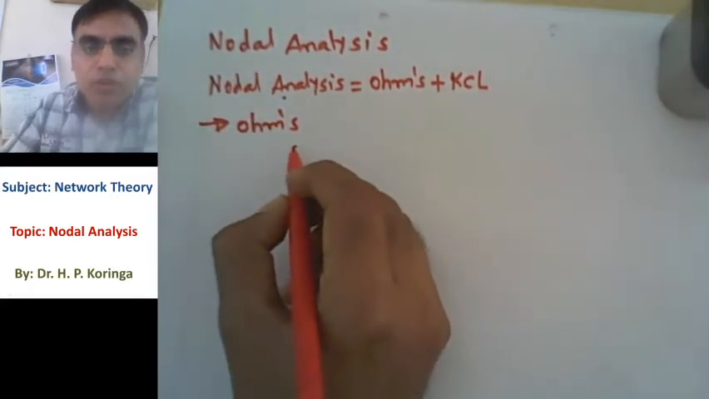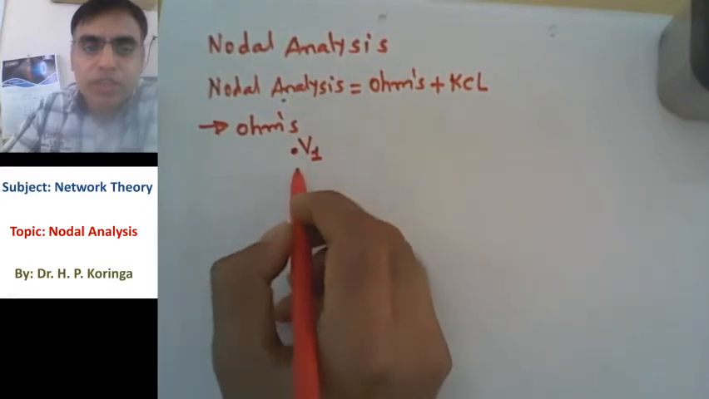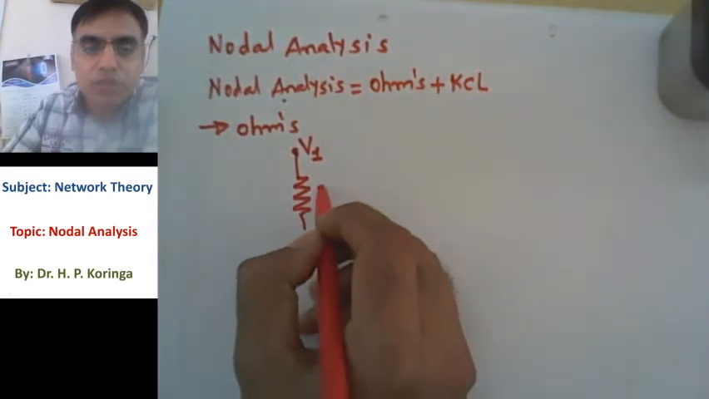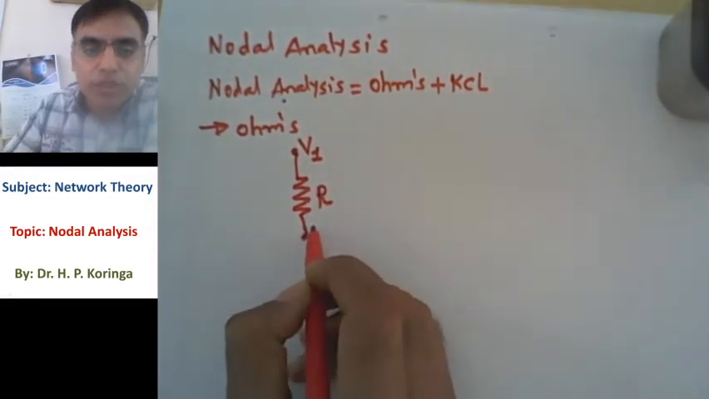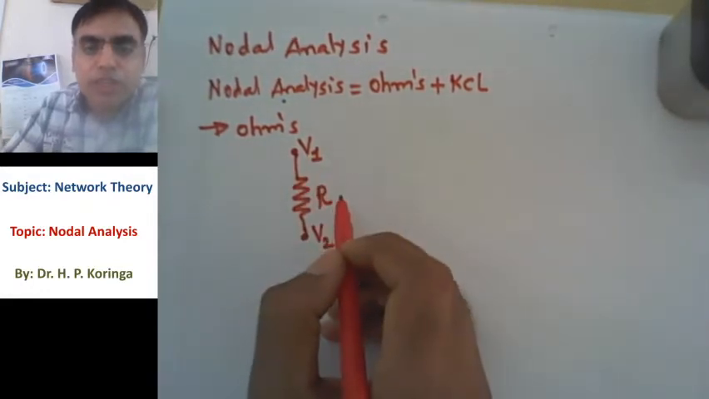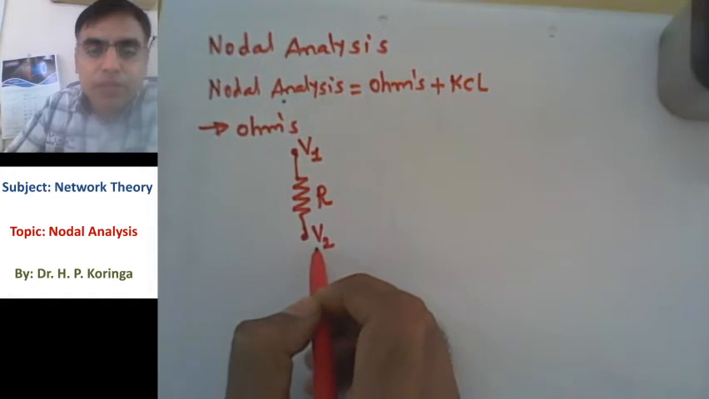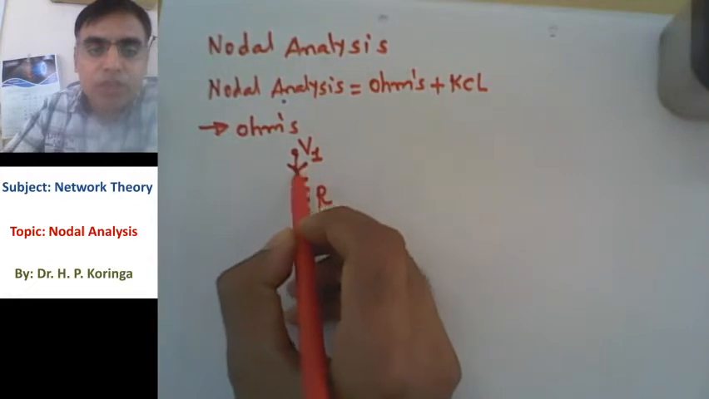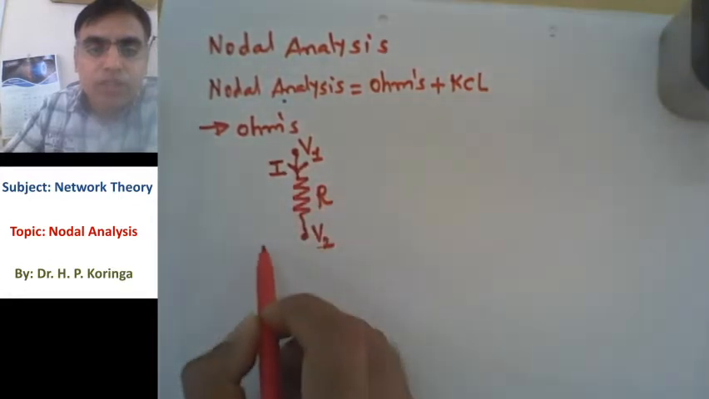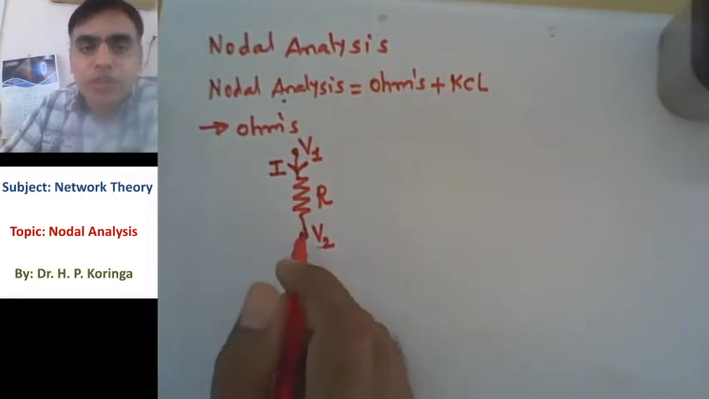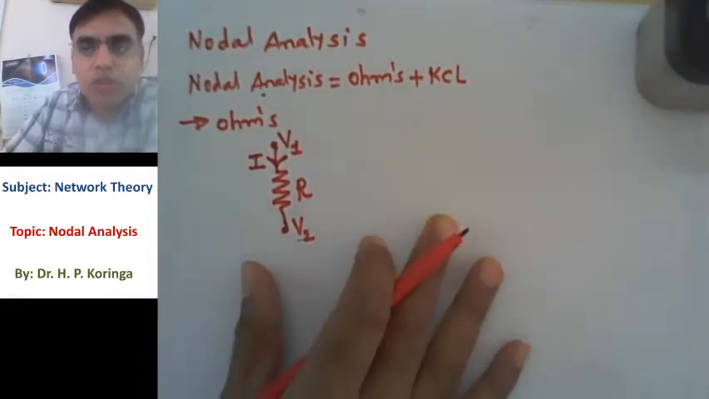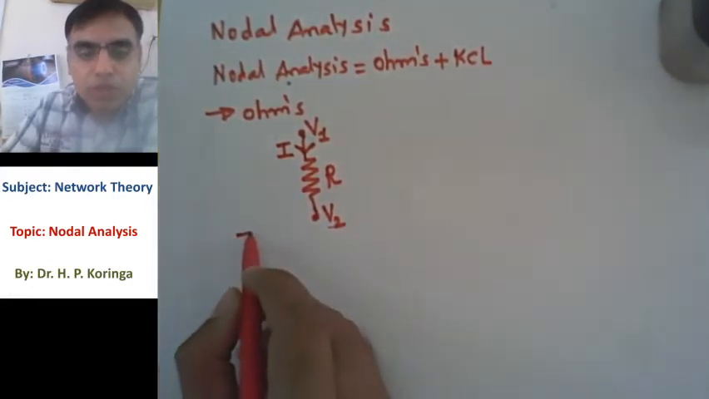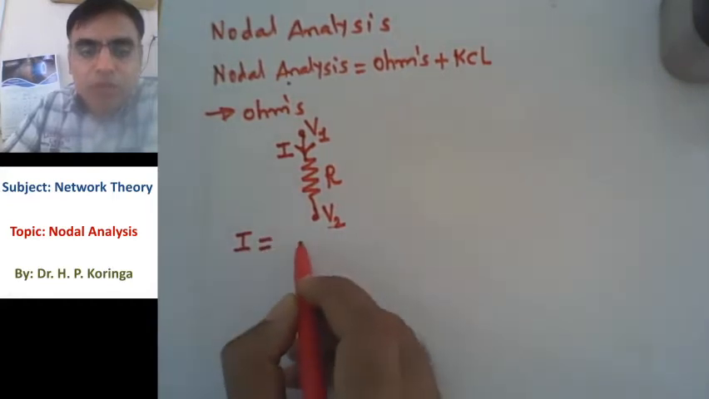For the resistor, suppose any resistance is connected between two different potentials. One terminal of the resistance is connected at V1 and the other terminal is connected at V2, and suppose you want to find the current I passing through that resistance, with the direction of current from V1 to V2. So we can use Ohm's law, I is equal to V upon R.